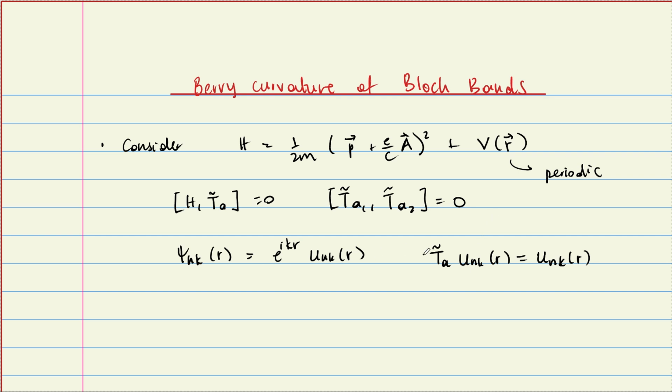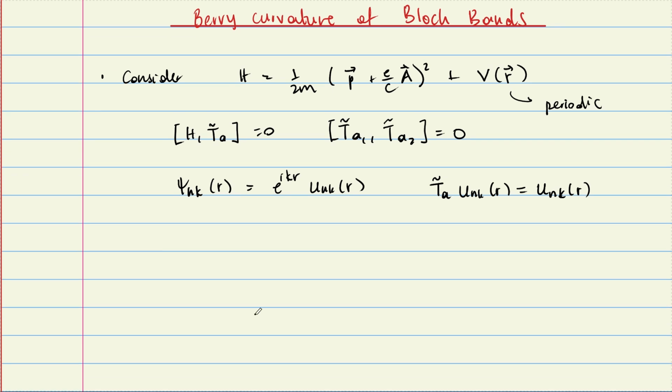Now we can unpack this T tilde and remind ourselves of this generalized Bloch condition. So this thing is equal to e to the i phi_a of R, and then translate u_nk of R plus a, and this should be equal to u_nk of R. So that's what we call the generalized Bloch condition.